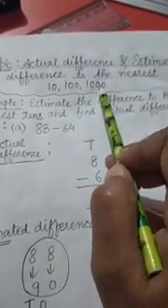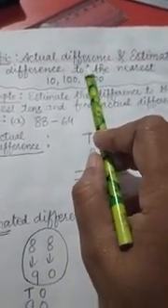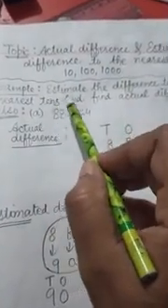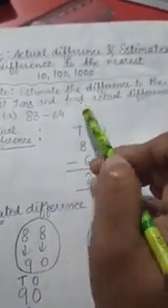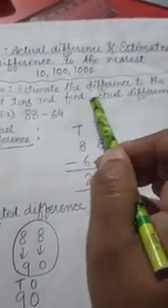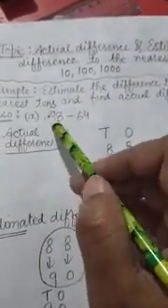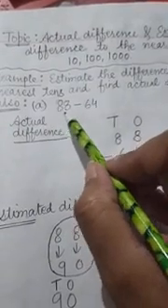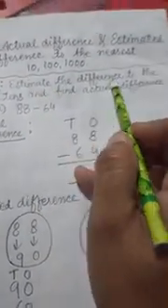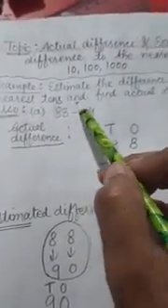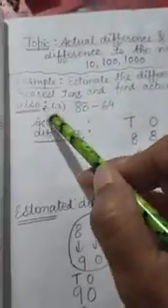As in my previous video, I told you what is difference. Now in this lecture, I will tell you what is actual difference and what is estimated difference, how to find out actual difference and how to find out estimated difference. For example, here is one sum given to us: 88 minus 64. Here you have to find out the estimated difference to the nearest tens and find the actual difference also.